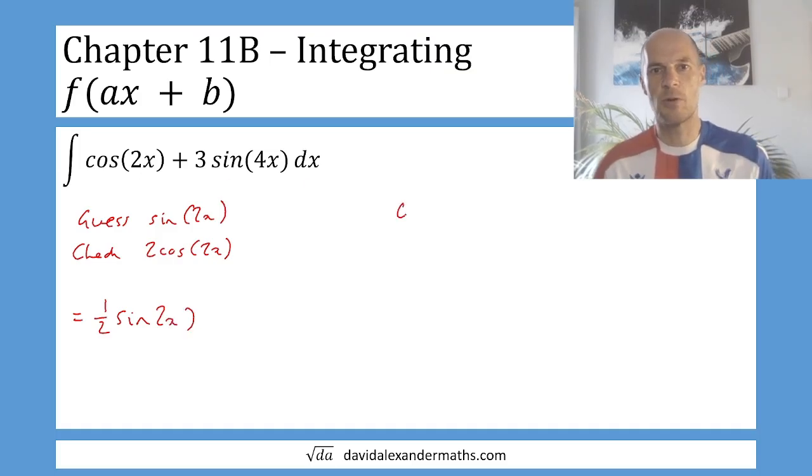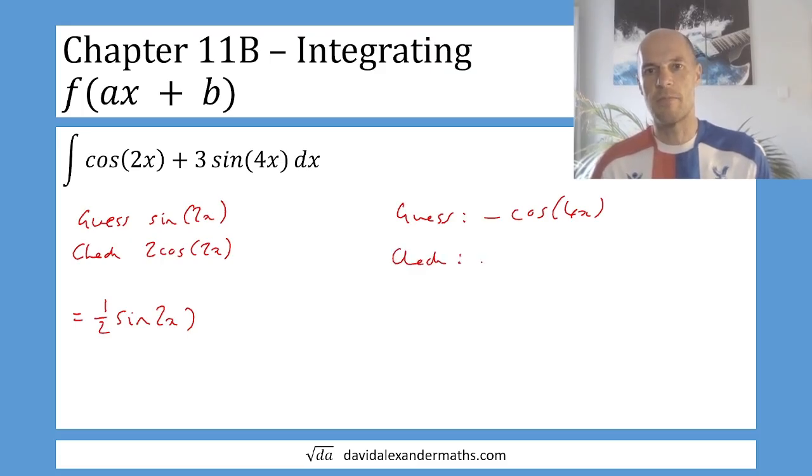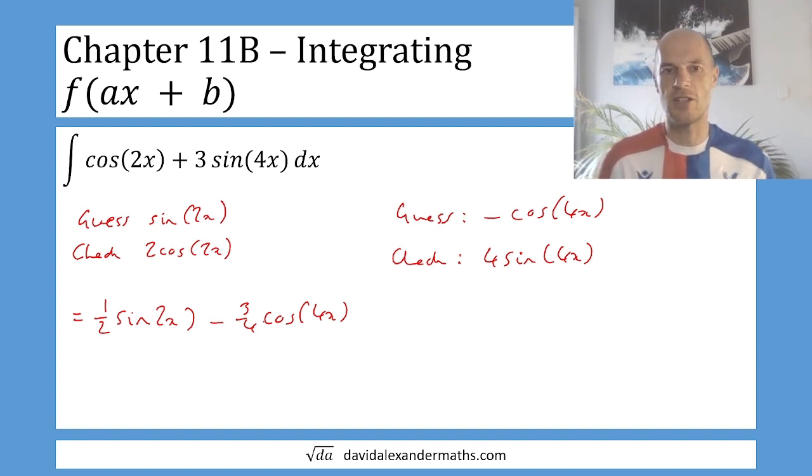And with this one, let's perform a guess. We know that this is positive sine, so I'm going to guess it's minus cos 4x, but when I perform my check, I'm going to get positive 4 sin 4x, and we only wanted 3. So if we wanted 3 but we're getting 4, then we need 3/4 of this. So therefore we need 3/4 of our guess. So that's going to be minus 3/4 cos 4x. And again, if that seemed a bit confusing, just experiment by differentiating.